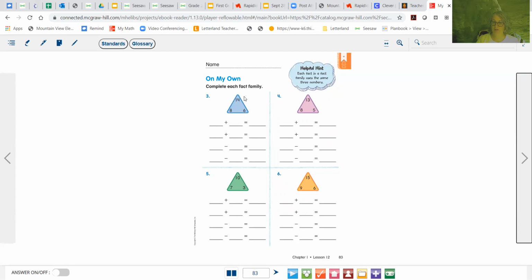Remember where the largest number goes in an addition sentence and where the largest number of the 3 goes in a subtraction sentence, and it should help you. If you put one of the numbers here, you can't put it again here unless it's a doubles fact, because it will be the same number. But it looks like none of these are doubles facts. We just got 4 fact families on this page to do.